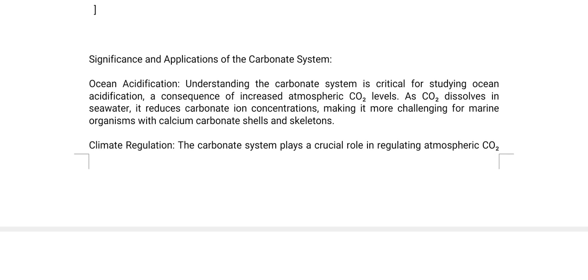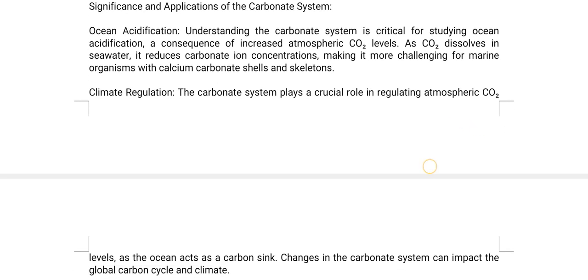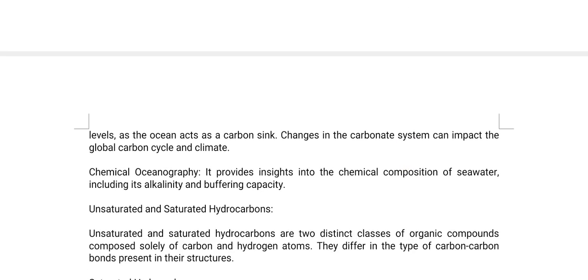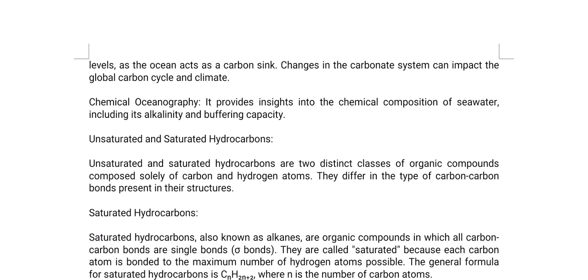The carbonate system plays a crucial role in regulating atmospheric CO2 levels as the ocean acts as a carbon sink. So changes in the carbonate system can impact the global carbon cycle and climate. And chemical oceanography. It provides insights into the chemical composition of seawater, including its alkalinity and buffering capacity.